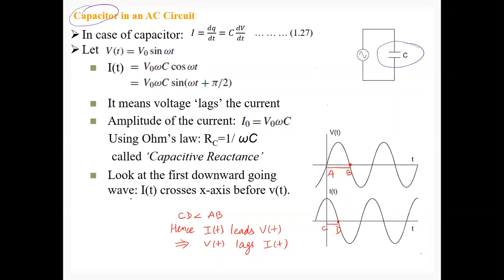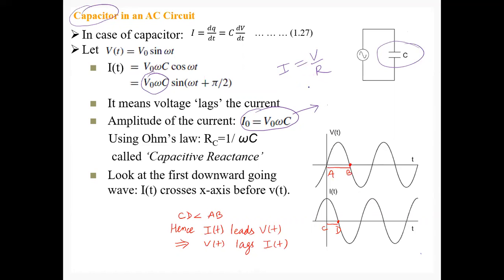Gotcha. Thank you. All right, so then what is your I0? I0 is this, as I said earlier. Then let's use Ohm's law here. What is Ohm's law? I equals V over R, right? Did I write it correctly? I think this is Ohm's law, right?